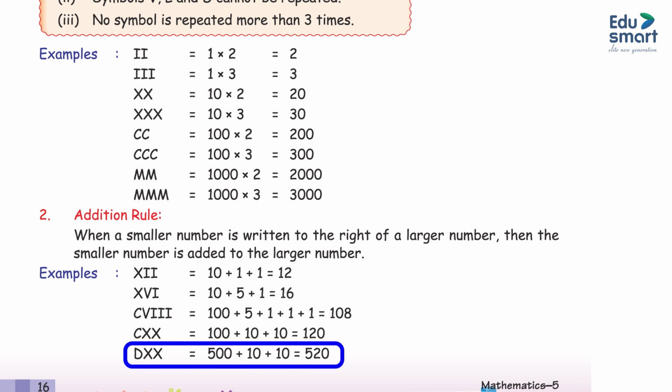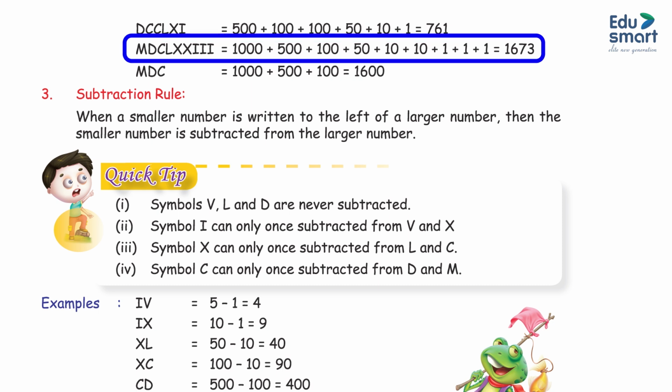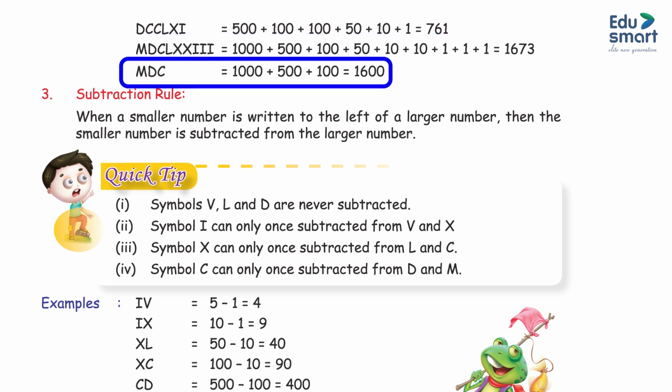520 is equal to 500 plus 10 plus 10 is equal to 520. 761 is equal to 500 plus 100 plus 100 plus 50 plus 10 plus 1 is equal to 761. 1673 is equal to 1000 plus 500 plus 100 plus 50 plus 10 plus 10 plus 1 plus 1 plus 1 is equal to 1673. 1600 is equal to 1000 plus 500 plus 100 is equal to 1600.